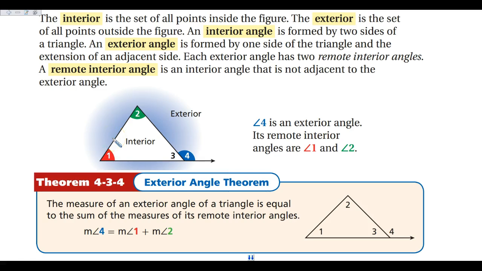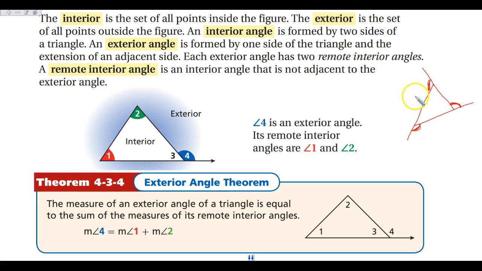Here's some new vocabulary. If I take one of my triangle sides and extend it beyond the triangle, the angle that is formed by that extension and the side of the triangle is called an exterior angle. When we look at exterior angles, I can have one at each angle. This right here is an exterior angle. This right here is an exterior angle. And this right here is an exterior angle. So we will look at one exterior angle at each vertex of our triangle.